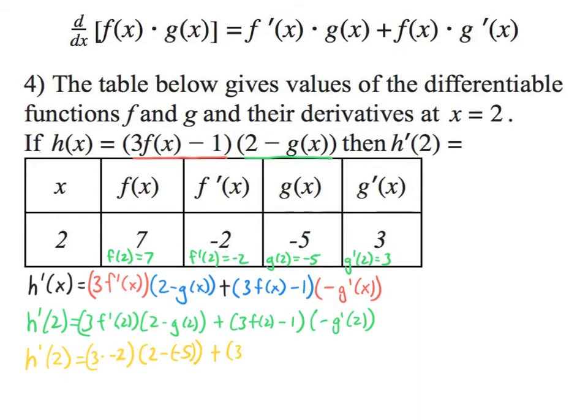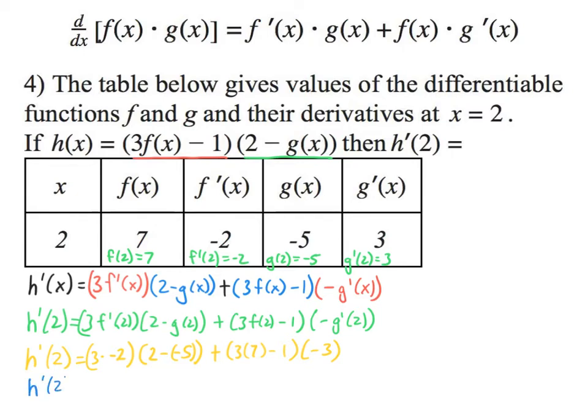Plus 3 times what, minus 1. Well, what's f of 2? f of 2 is right here, so f of 2 is 7. So this would be a 7 right there. And the opposite of, what's g prime of 2? g prime of 2 is 3, so you just put the opposite of 3. Okay, we're getting closer, we're getting closer.